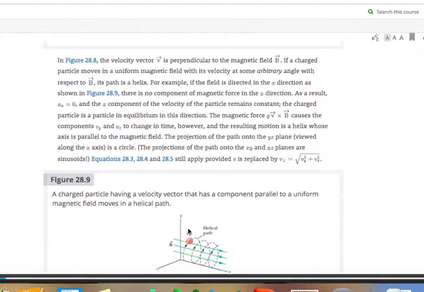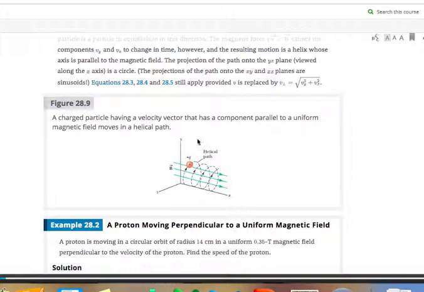If, however, a charged particle enters a magnetic field with some portion of its velocity perpendicular and some portion parallel, well, the parallel portion will keep it moving in this direction along the path of the magnetic field. But the perpendicular portion will cause it to circle as well, so that creates a helical path there.